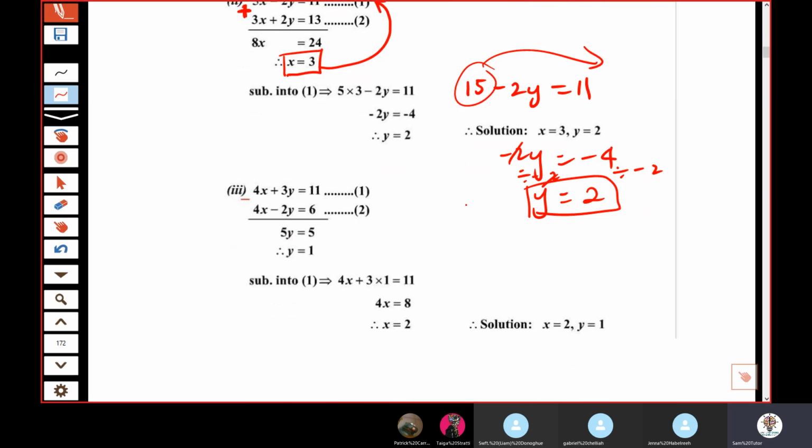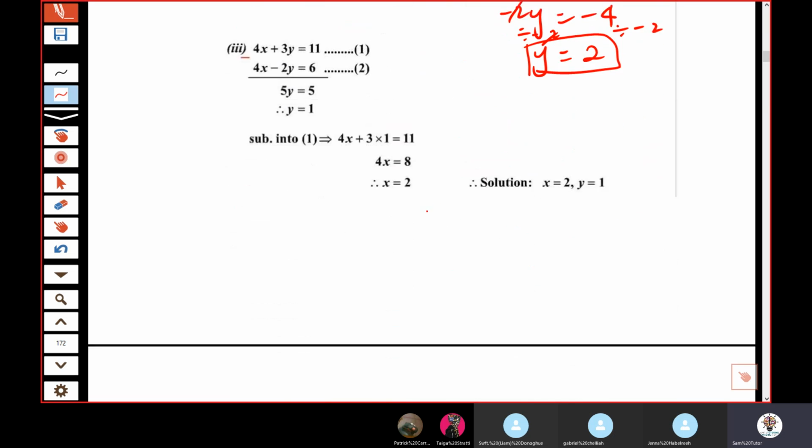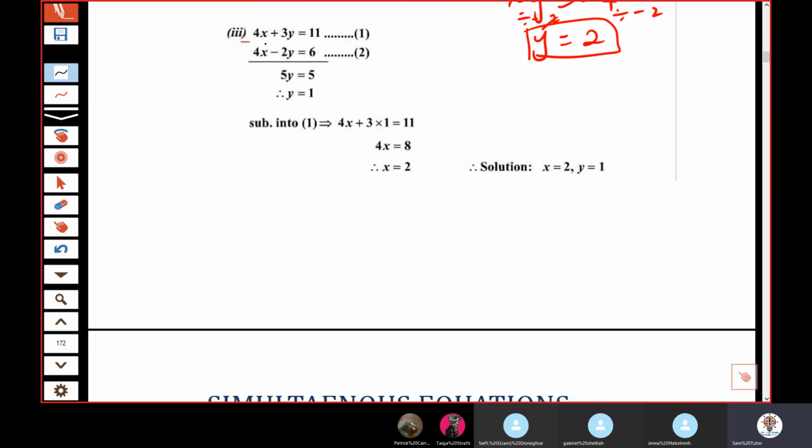And again, Tiger, pay attention now. Which ones are the same? The x's or the y's? X's. Are you going to add or subtract the 4x's to get rid of them? Subtract. And as you write that sign in the middle, you do it to everything. So then, what's 4x take away 4x? 0. That's why it's not there.